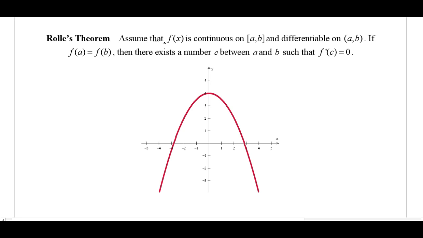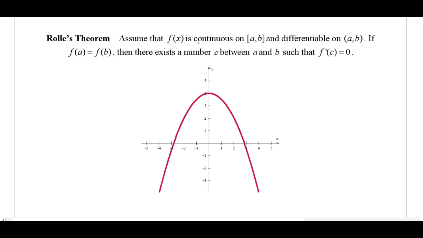Rolle's theorem. Assume that f of x is continuous on the closed interval from a to b and differentiable on the open interval from a to b. So same hypothesis as the mean value theorem. If f of a equals f of b, so let's stop right there. That's a third component to the hypothesis.